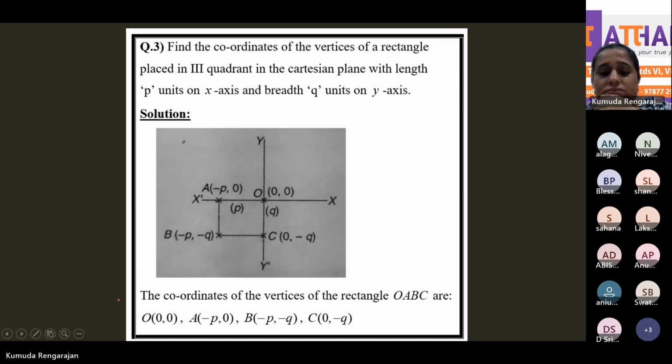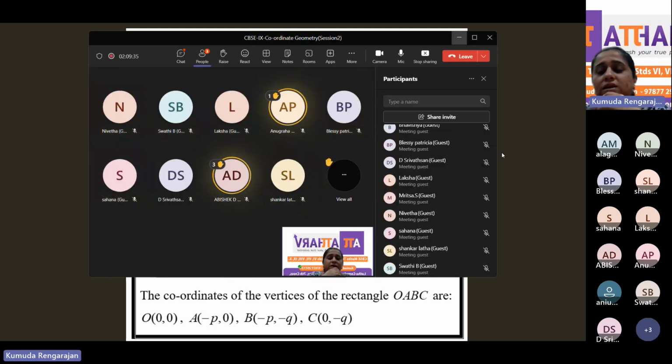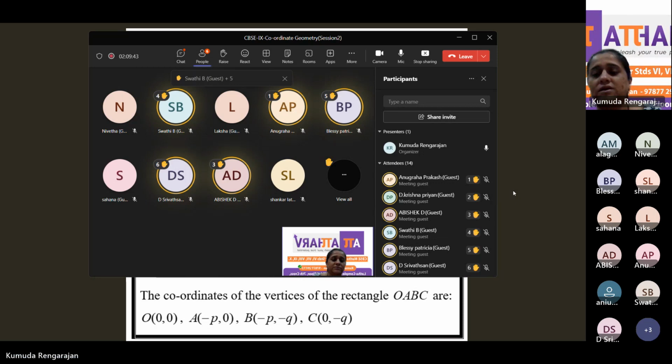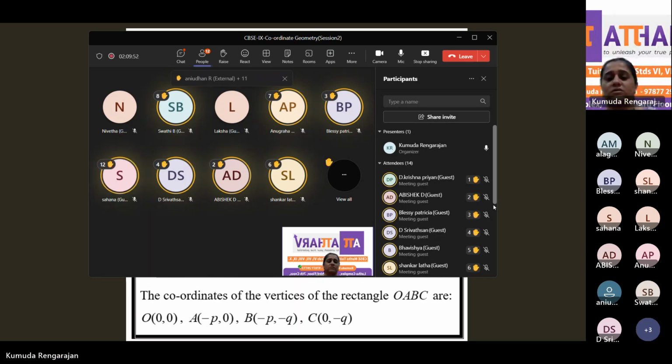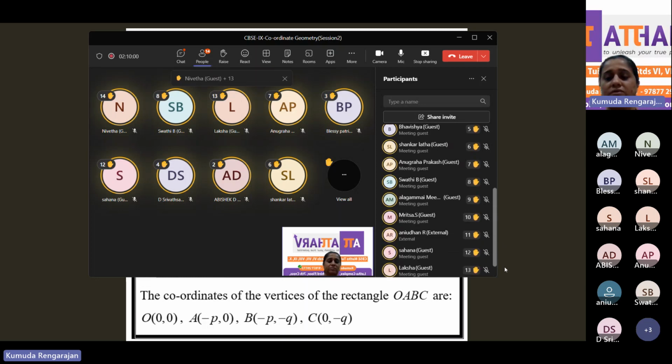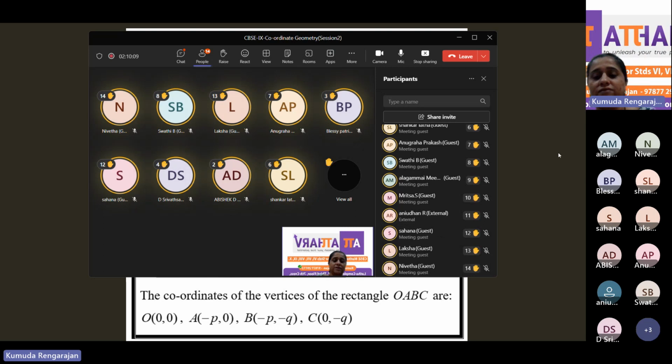Is this clear, children? Lower your hands and raise your hands, children, if you have understood. Please do not raise if you have not understood or you have a question. Krishna Priya, Abhishek, Blessy, Srivatsan, Bhavishya, Hari Pranav, Anugraha, Swati, Nagamai, Mritsa, Aniruddhan, Sahana, Laksha, and Niveda.